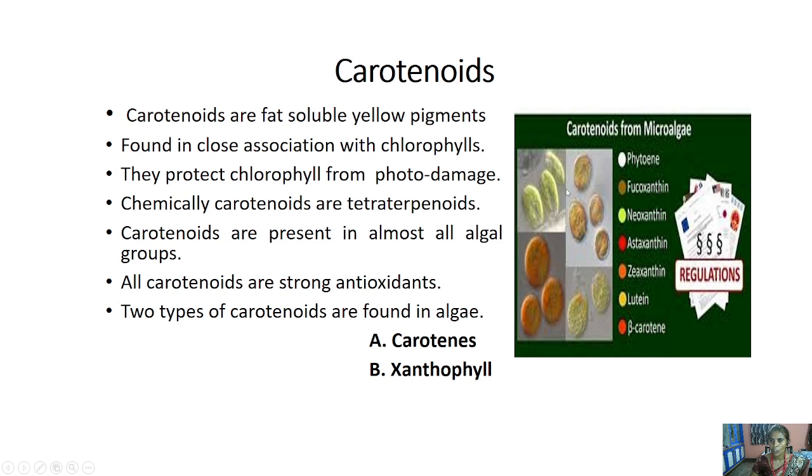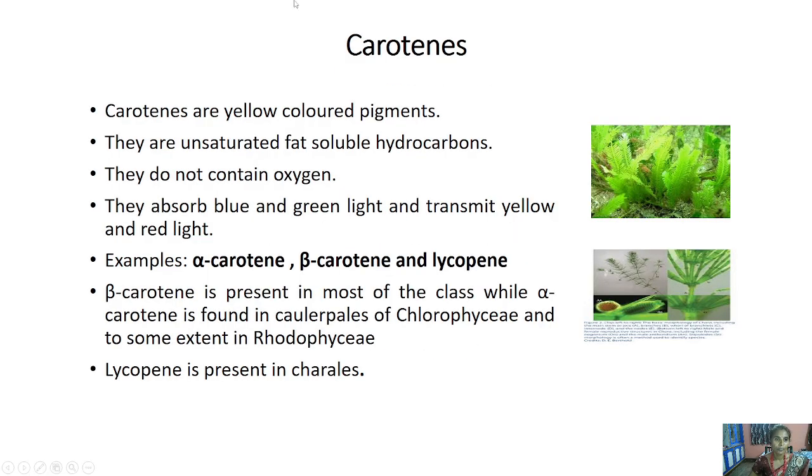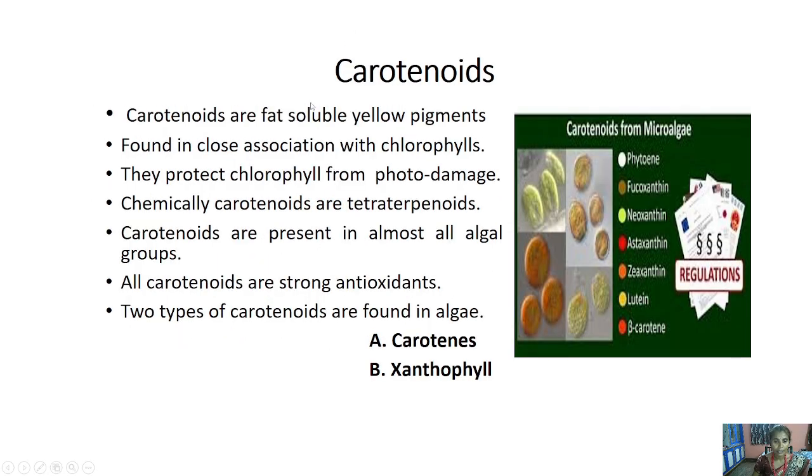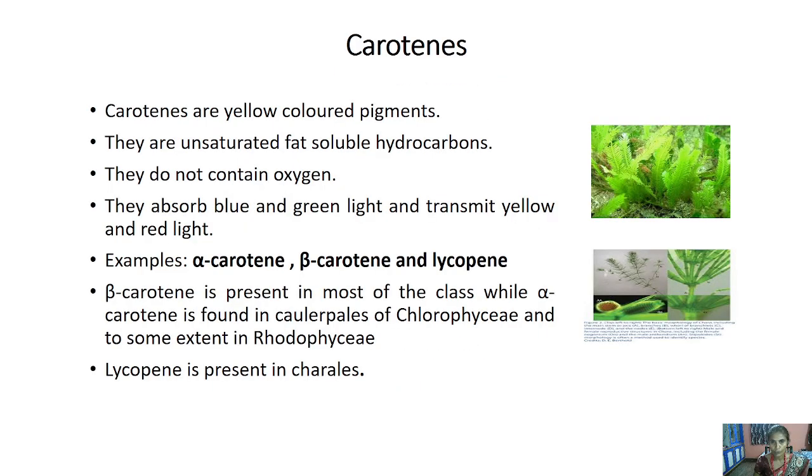These are the different carotenoids from microalgae. We can see different carotenoids. As I said, carotenoids are of two types, carotenes and xanthophylls. The carotenes are yellow colored pigments. They are unsaturated fat-soluble hydrocarbons. They do not contain oxygen. They absorb blue and green light and transmit yellow and red light. Examples are alpha carotene, beta carotene, and lycopene, the different types of carotenes.